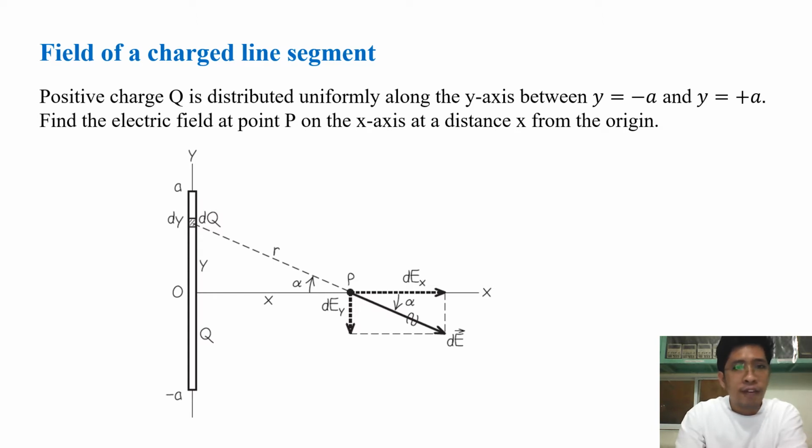So you have a field of a charge line segment. You have a positive charge Q that is distributed uniformly along the y-axis between y equals negative a and y equals positive a.